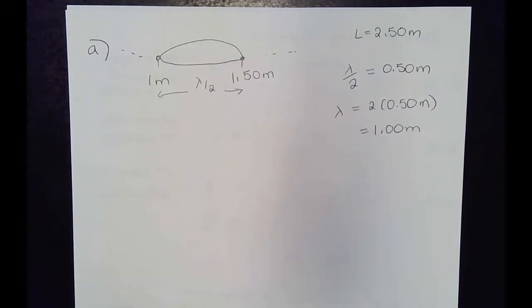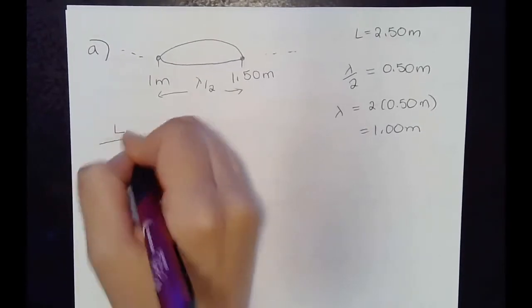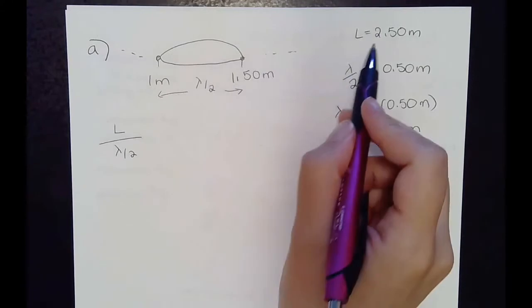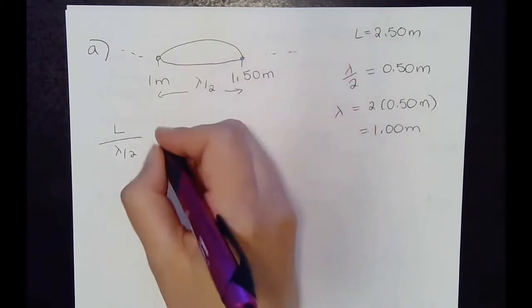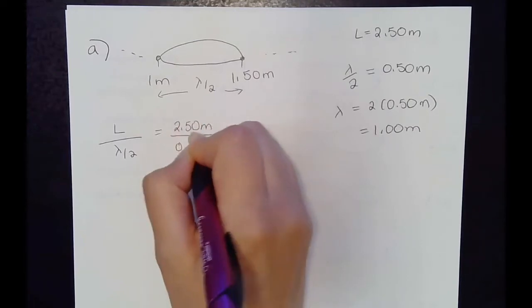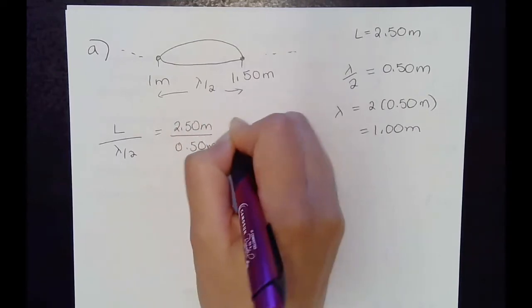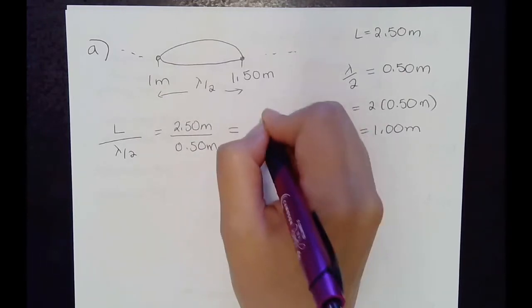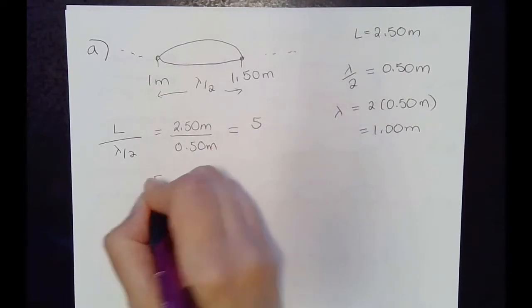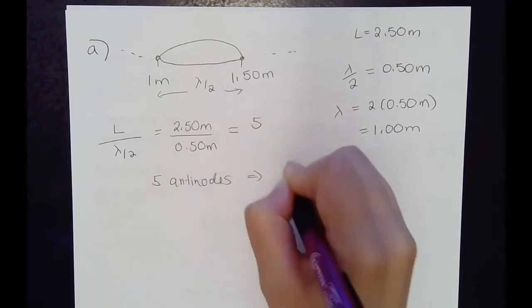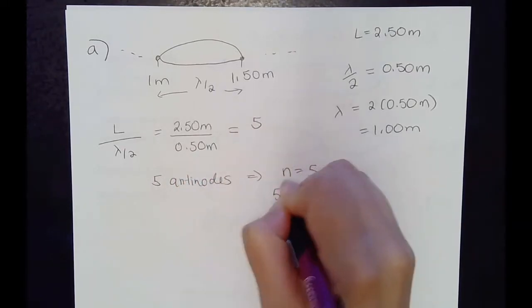And then we can figure out the harmonic by finding the number of half wavelengths that occur in this 2.5 meters. So if we take the full length and divide by that node to node distance, we have 2.5 divided by 0.5, which is 5. So we know that there are 5 antinodes. So n equals 5, or this is the fifth harmonic.